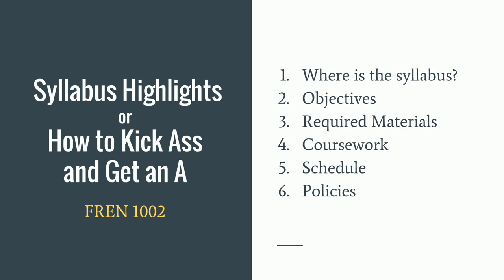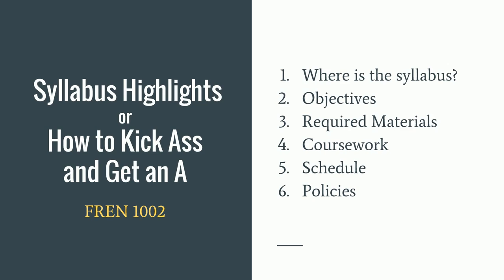1, where do you find the syllabus? 2, what are our course objectives? 3, what do you need in order to be able to complete this course? The kinds of coursework we're going to be doing is number 4. We're going to take a quick look at the general schedule of the units and what you'll be doing in each unit, and then finally some of the most important policies for the course.